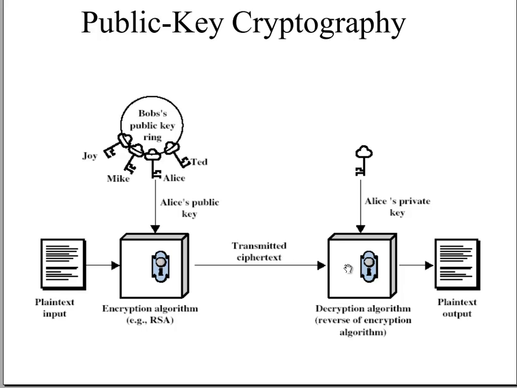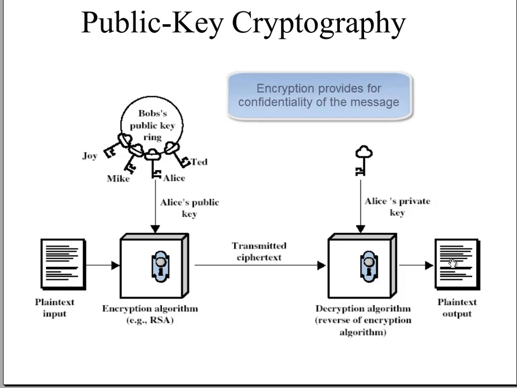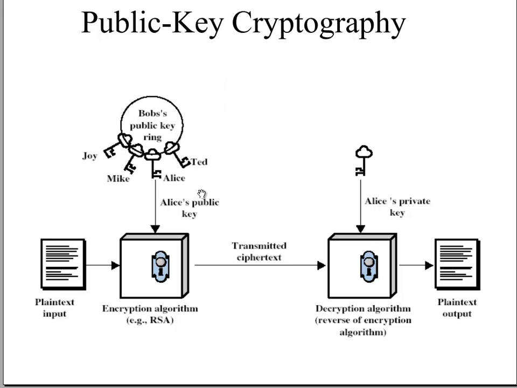This ciphertext is then sent to Alice. Alice uses her private key then, along with the decryption algorithm, which is just again the reverse of the encryption algorithm, in order to decrypt the message. Note that only Alice can decrypt this message. That is, if Alice's public key is used for encryption, only Alice's private key can be used to decrypt the message.